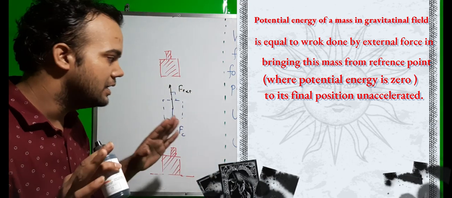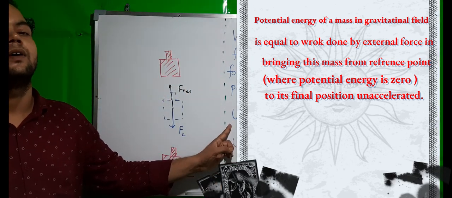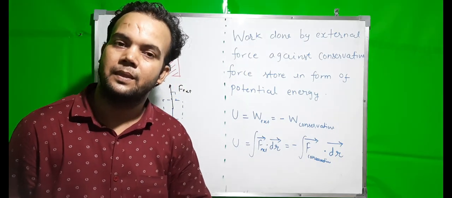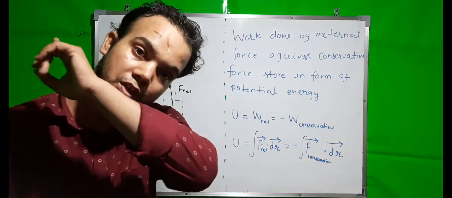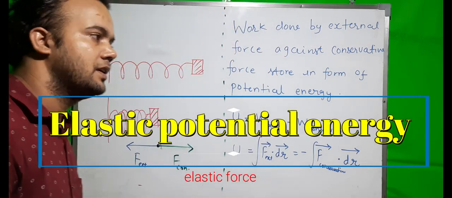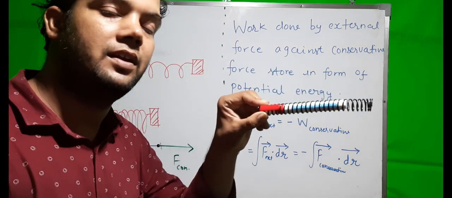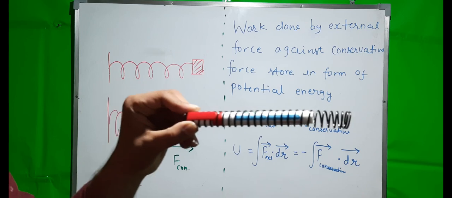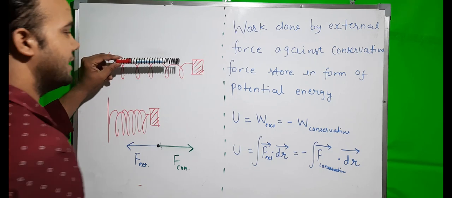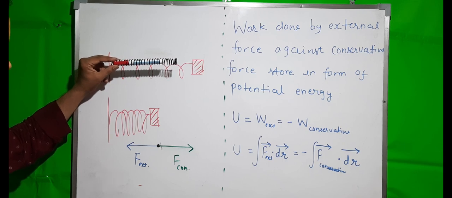Is it fine? So please remember, once again I am repeating, the potential energy of a body or system is equal to the work done by the external force in bringing it from the zero potential energy position to any position. Let us see what happens in the case of a spring. Suppose you have a spring at its natural length. At the natural length, we consider its potential energy as zero because it is stable. Initially it was in the unstretched condition, in equilibrium, and its potential energy was zero.